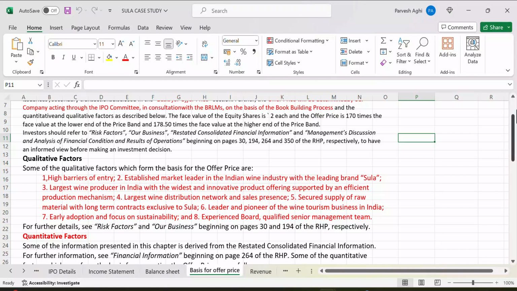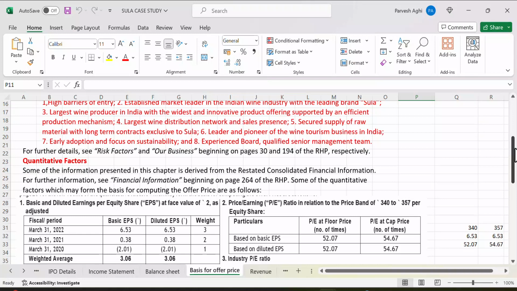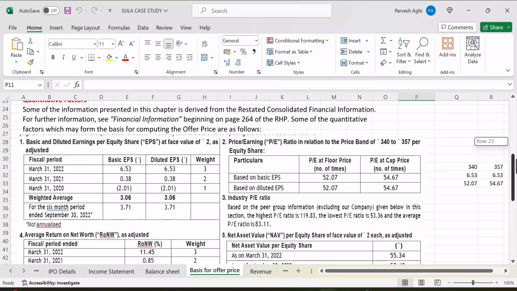Now we come to the quantitative factors. This is the most important, so please give your attention. Now some of the important information. First one: basic and diluted earning per share at a face value of 2 rupees. They have given their earning per share, basic as well as diluted.